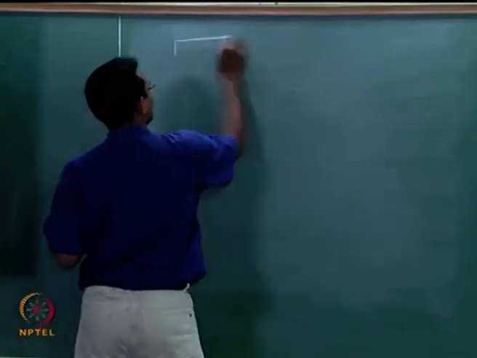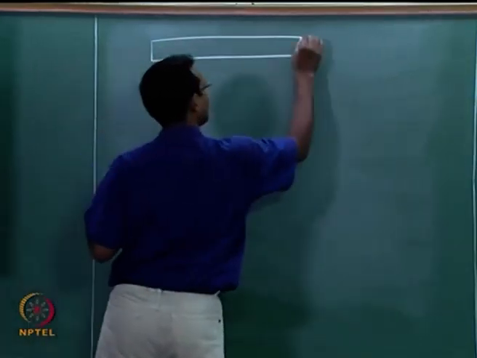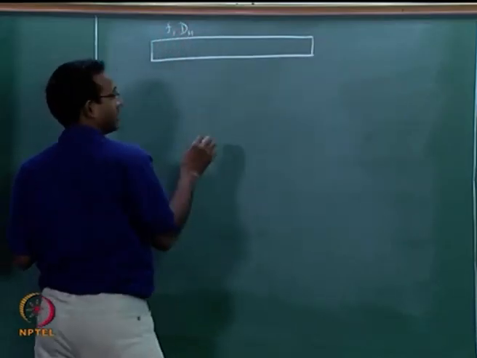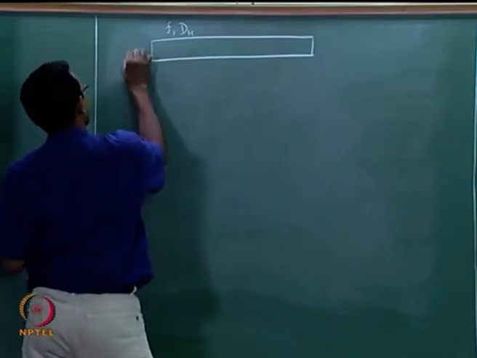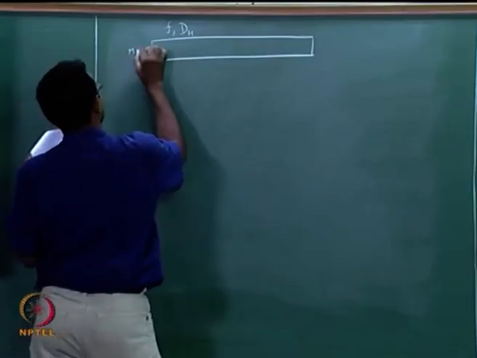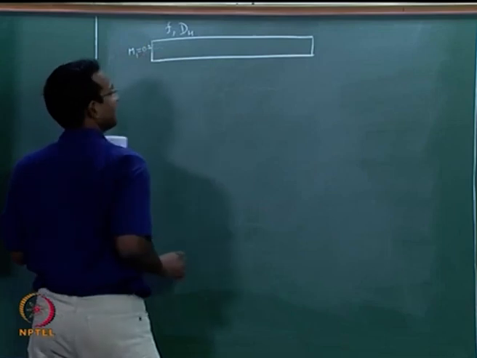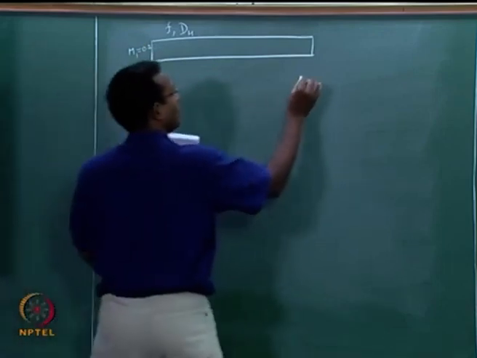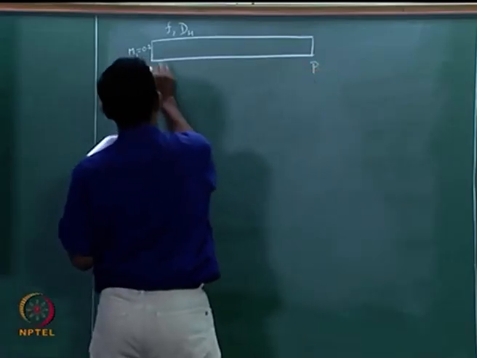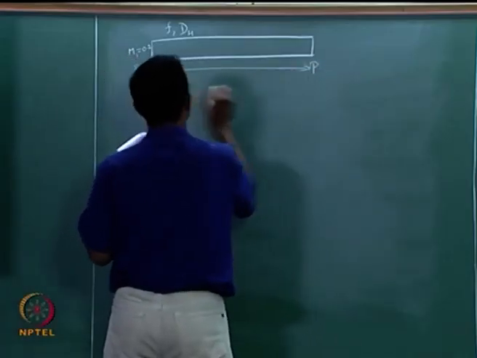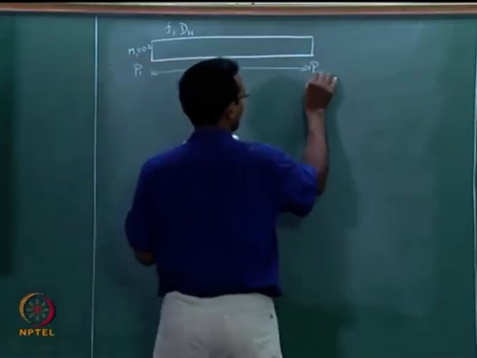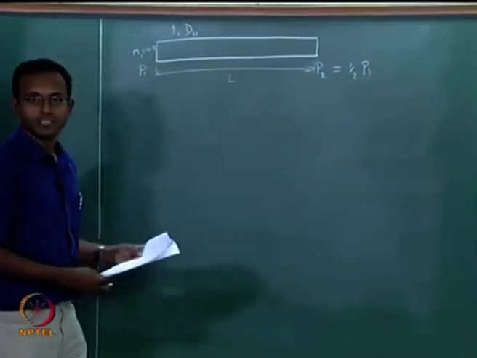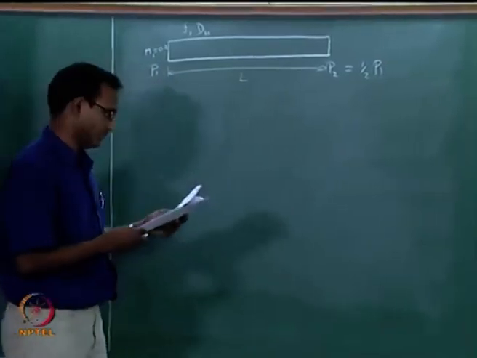I am going to say I am having a duct. AF and DH are given for my tube. I am going to say there is some M1, let us say it is again 0.2, and I am given some P1. I want to know what should be the length L such that P2 equal to half of P1. This is the problem I want to solve.